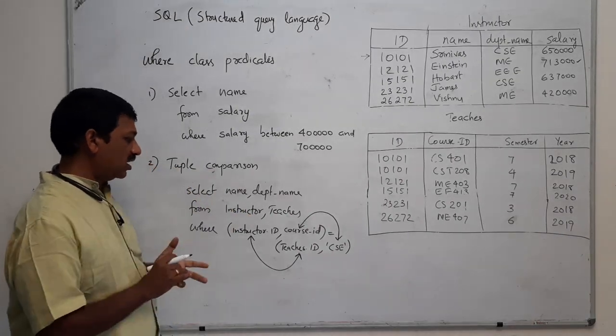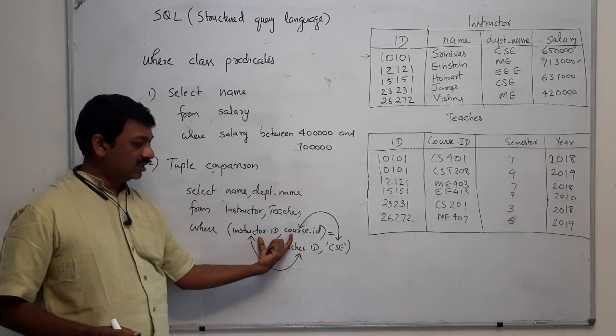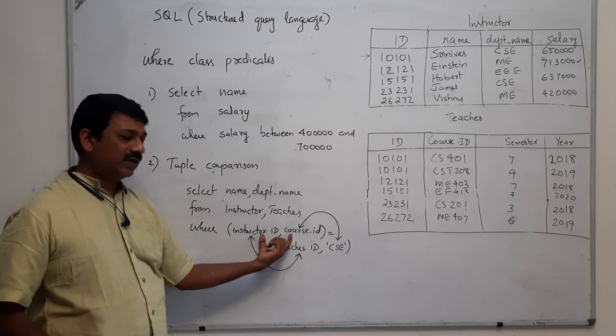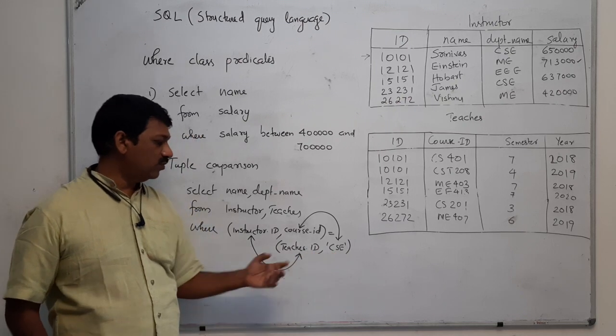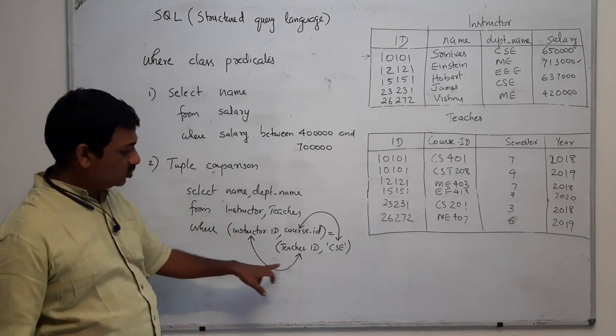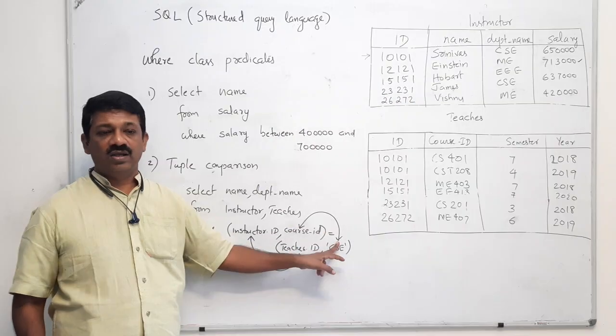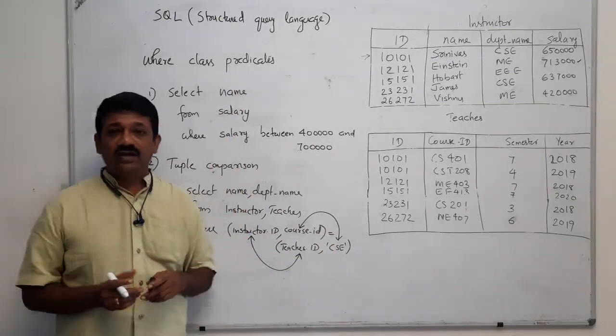In simple terms, this is a tuple and this is another tuple. This is not a tuple, this is a combination of two attributes. This is another combination of two attributes. Then you are going to check whether these two are equal, and again you are checking these two are equal. So that's all about where clause predicates.